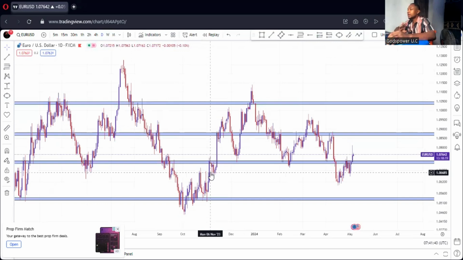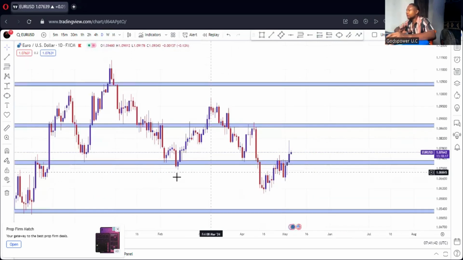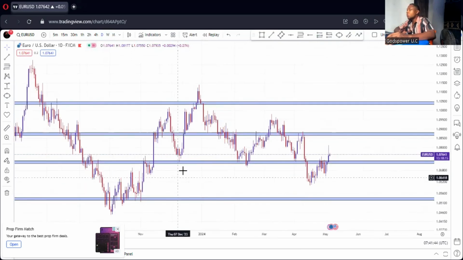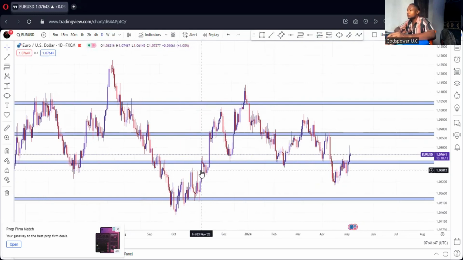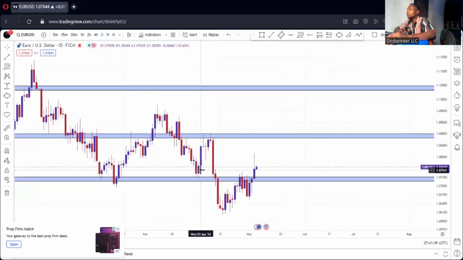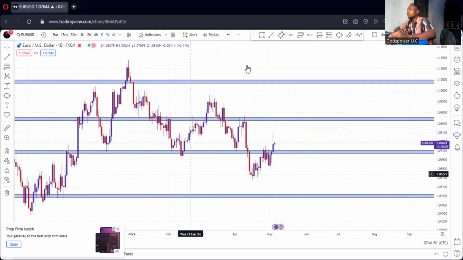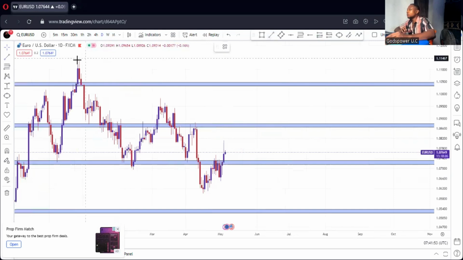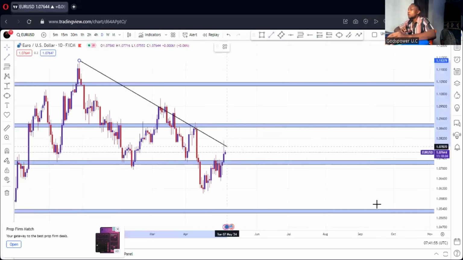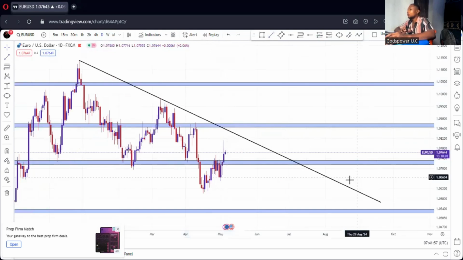This is it. And what can I see here? What am I seeing? So what I'm seeing here is the market is still in the downtrend. Obviously, you can see this market is still on a downtrend, on a downward move.